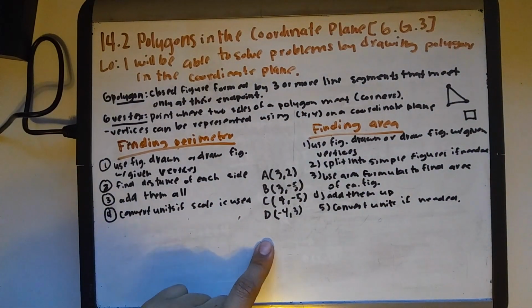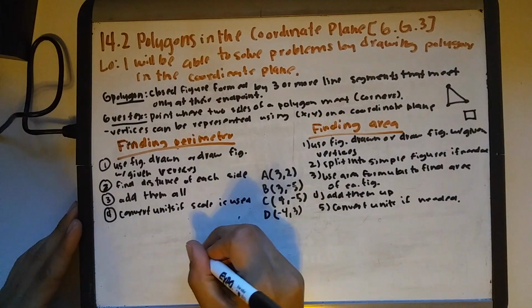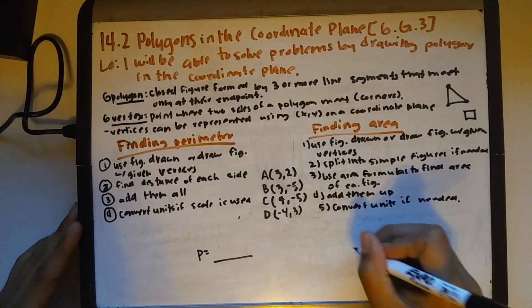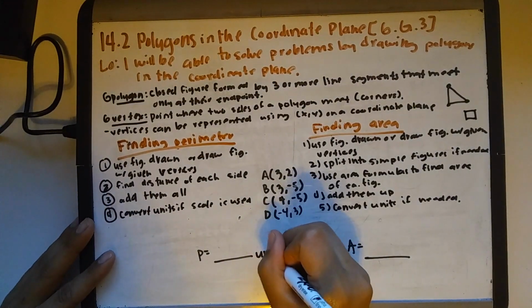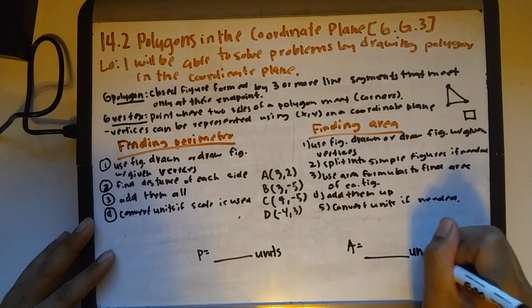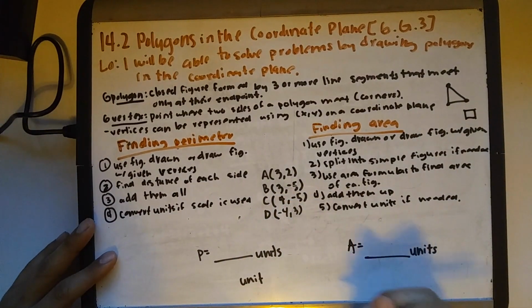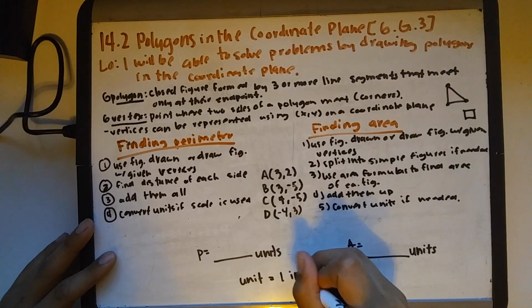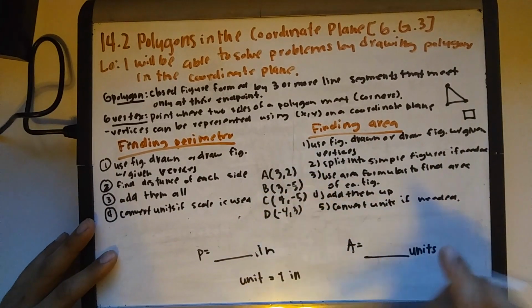Okay, go ahead and draw this on a graph paper. Find the perimeter. So what's the perimeter for that shape, and find the area for that shape. I want you to find the perimeter in units, and then the perimeter and area in inches and square inches. We're gonna say that every unit on the ordered pair equals 1 inch.